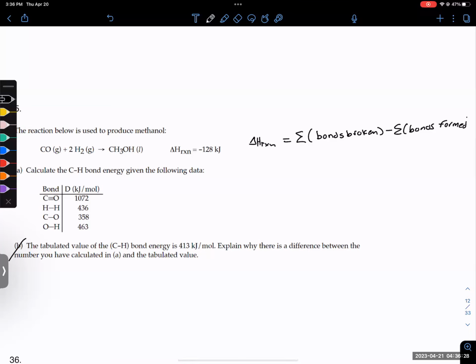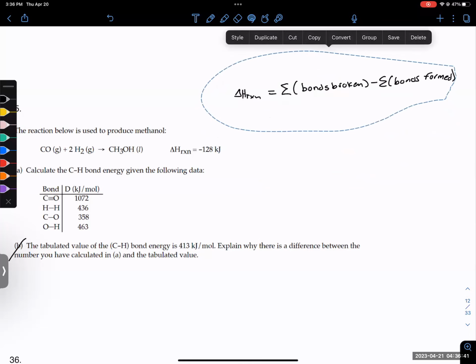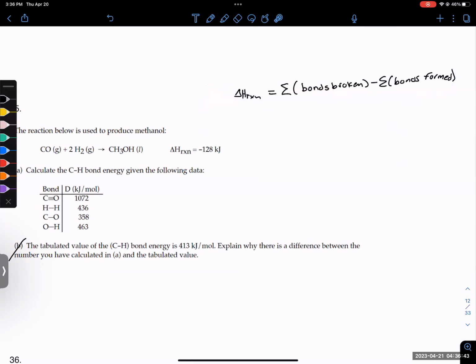So let's just assume that you're not going to be given this equation on the exam. So this is something that you should memorize. That's the first thing we should mention. In the previous example, we were asked to calculate delta H of reaction. But now we're being asked to calculate the CH bond energy. So let's go ahead and write out our Lewis structures.